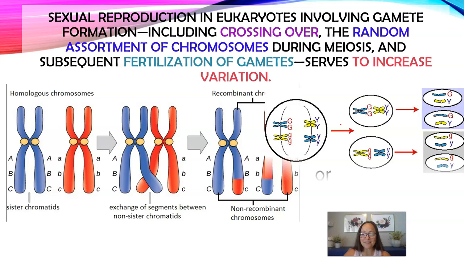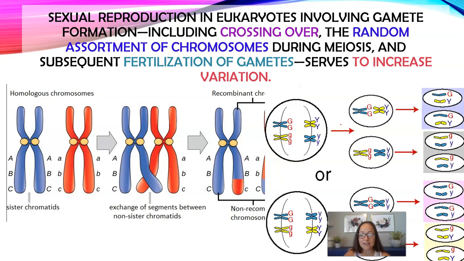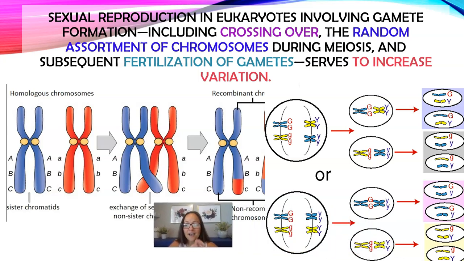And then you have independent assortment. This is where, when the homologous pairs line up along the middle of the cell, they could end up in different combinations. Independent assortment is one of Mendel's laws, and it creates different combinations of gametes.